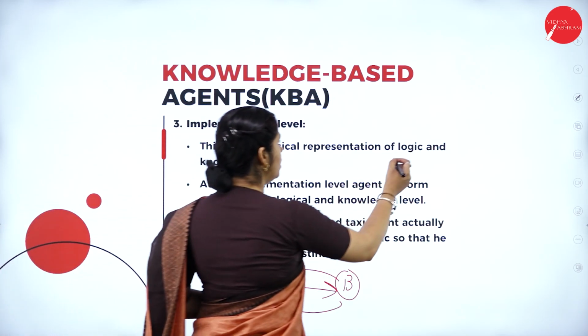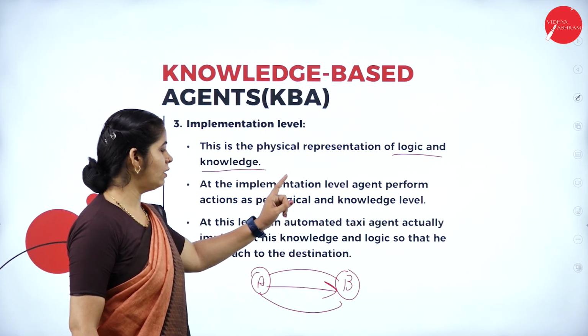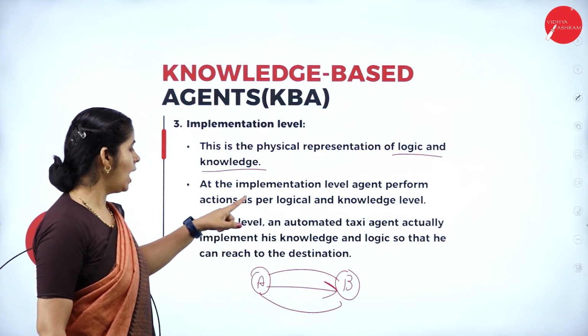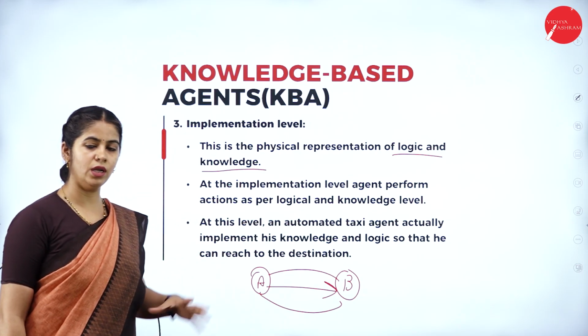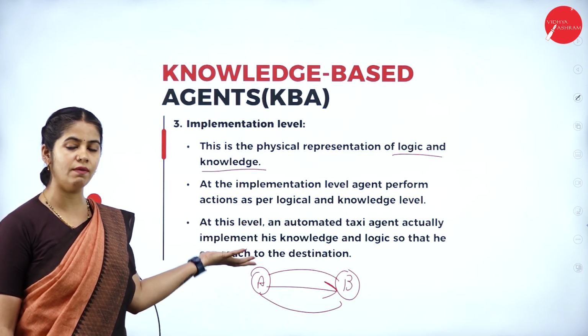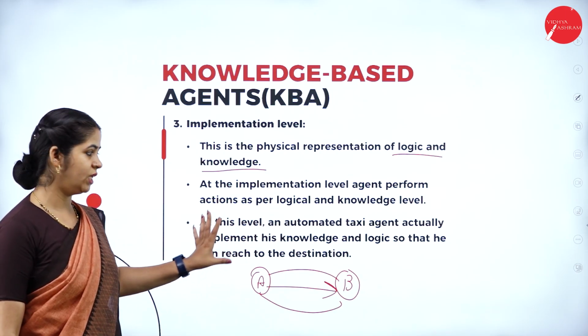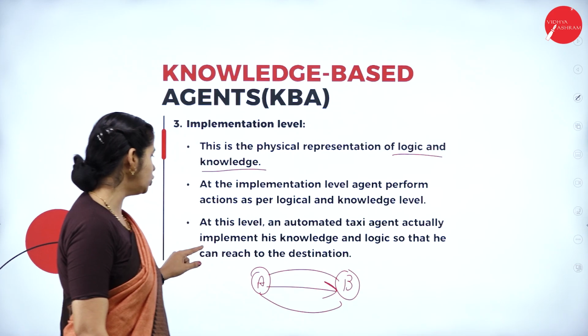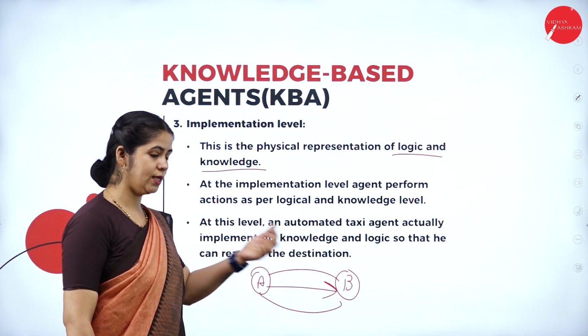It has both logical and knowledge level. At the implementation level, the agent performs the action as per the knowledge and the logic level. It makes use of both the knowledge level as well as the logical level. Here, for example, the automated taxi agent implements this knowledge and the logic so that it can reach the destination.